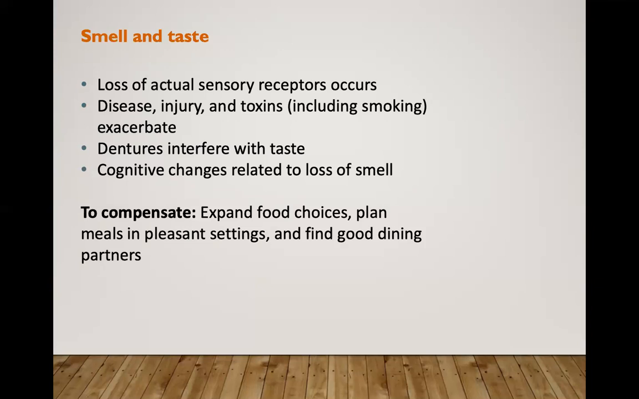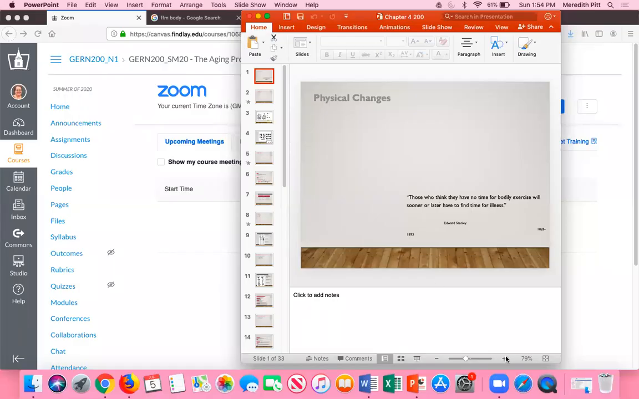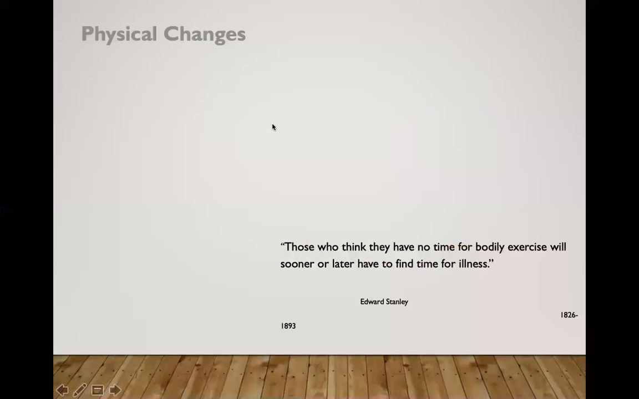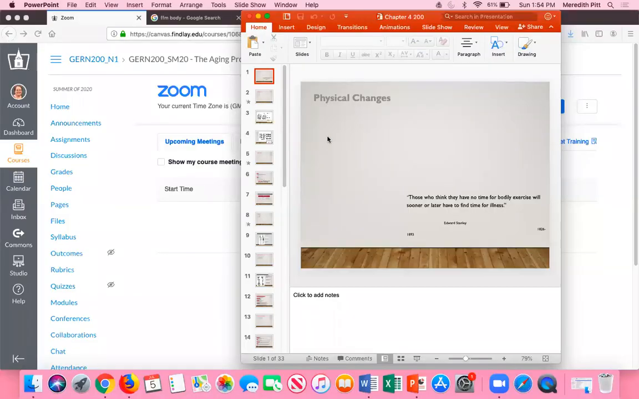Looking at ways that we can compensate for this, maybe, if we've lost our sense of taste or smell, or it's diminished some, maybe choosing some different food choices, finding good dining partners, meaning basically if you think about, well, if I can't smell it and I can't taste it, I'm not going to eat it because I have absolutely no enjoyment in this whatsoever.